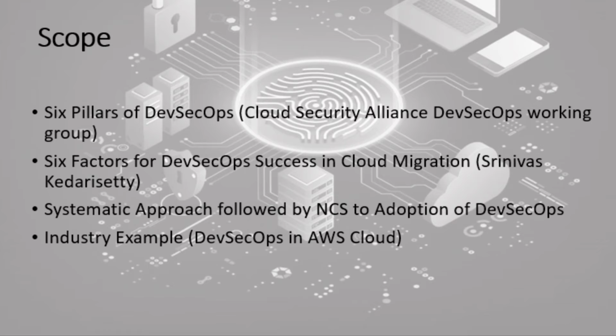Now let's see the scope of this video. This video covers different focus areas and concepts available and suggested by researchers and experts in the field. This video covers 6 pillars of DevSecOps studied and published by the Cloud Security Alliance DevSecOps Working Group, 6 factors for DevSecOps success in cloud migration by Srinivas, the systemic approach followed by NCS to adoption of DevSecOps, and finally I'll take AWS as an industry example and I'll explain how DevSecOps is used in AWS cloud.